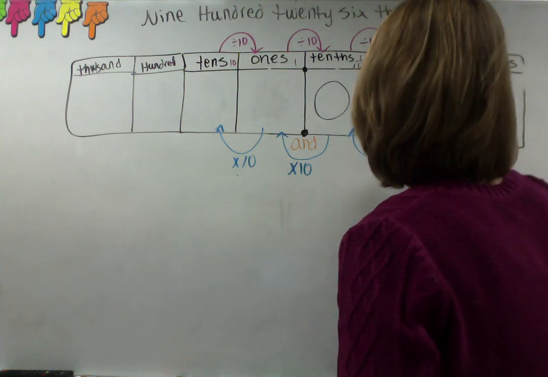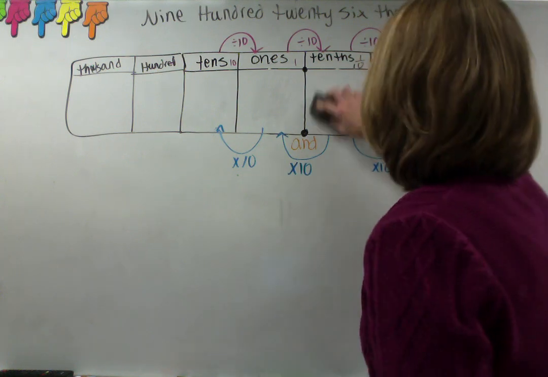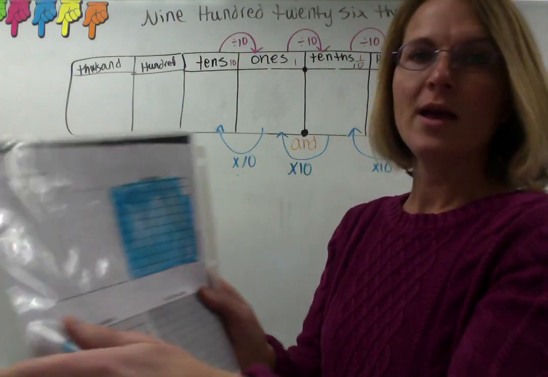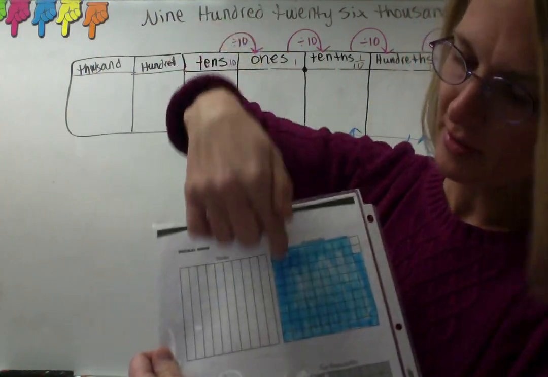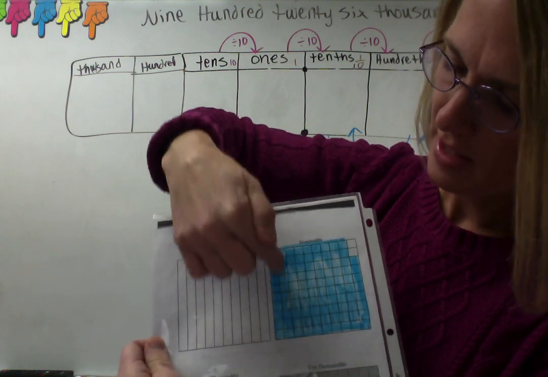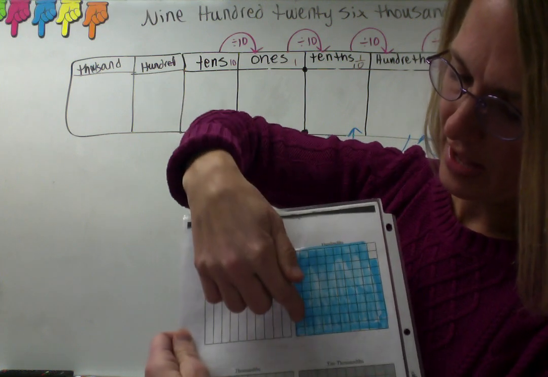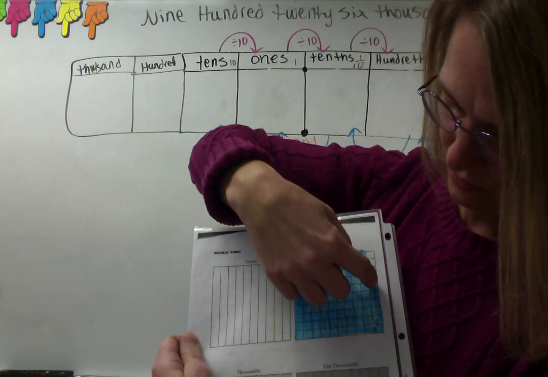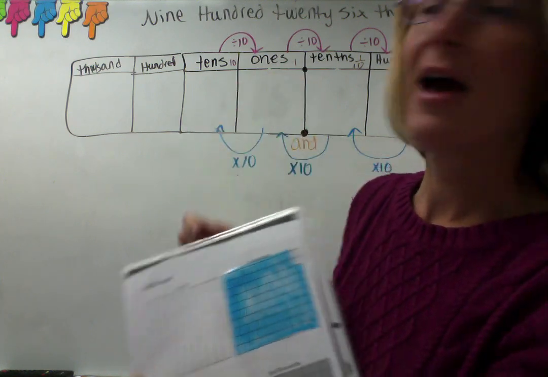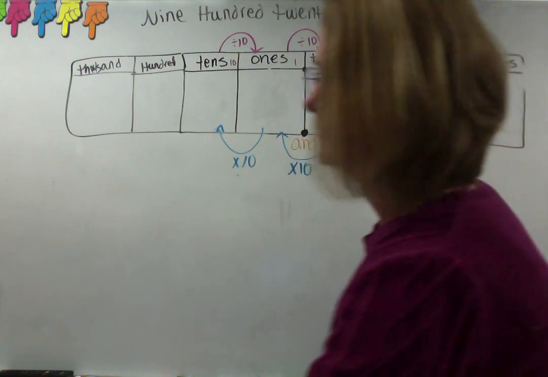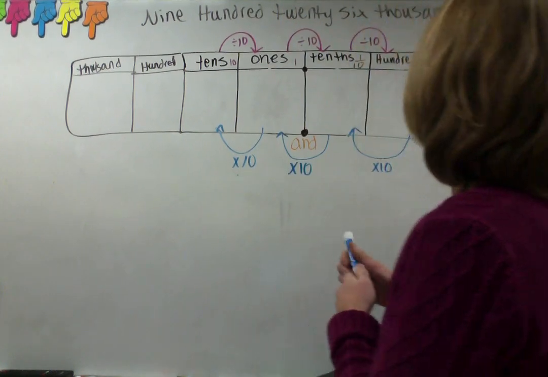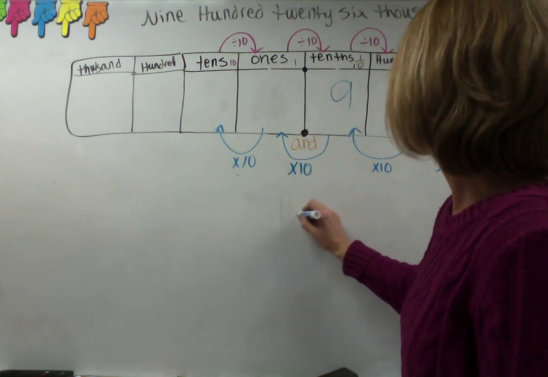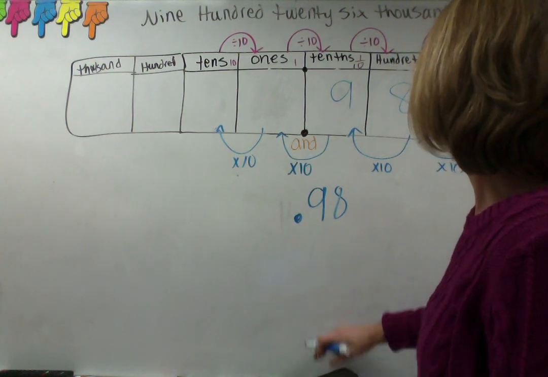One more number that we're going to look at. We have here on this grid, I have almost a complete hundredths grid colored in. I have 9 rows. Each of those rows is the same size as a tenth. So I have 9 tenths and 1, 2, 3, 4, 5, 6, 7, 8. I have 98 hundredths colored in. Okay, so 98 hundredths, the number has to end in the hundredths place. So I would have to write the decimal here, 98 hundredths.